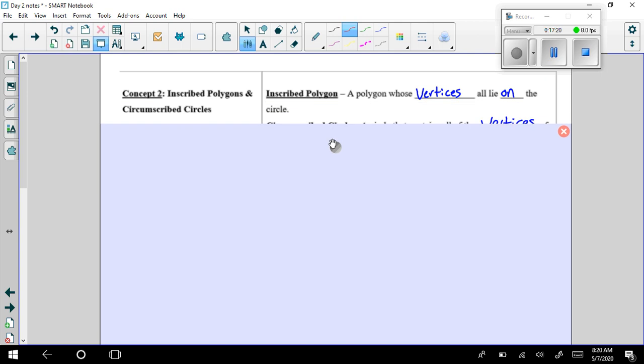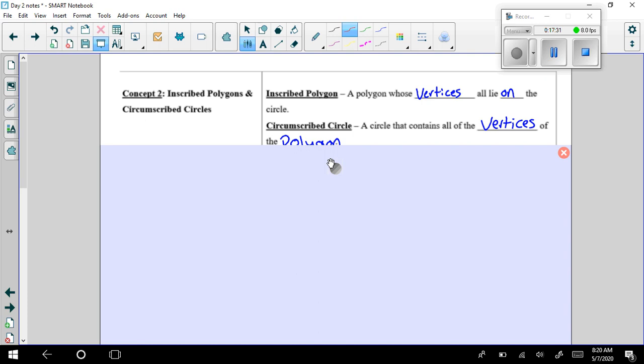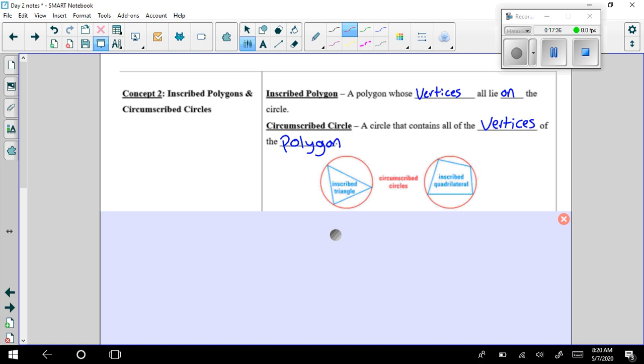All right, an inscribed polygon is a polygon whose vertices or corners all lie on the circle, so they all touch the circle. A circumscribed circle is a circle that contains all the vertices of the polygon. And so this is an inscribed triangle. This is a circumscribed circle. And so the shape inside is called inscribed. This is called circumscribed. Circumference is the distance around a circle. So you're going all the way around the circle and hitting every single point.